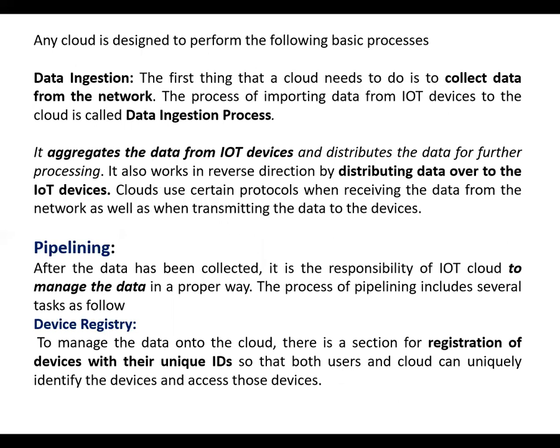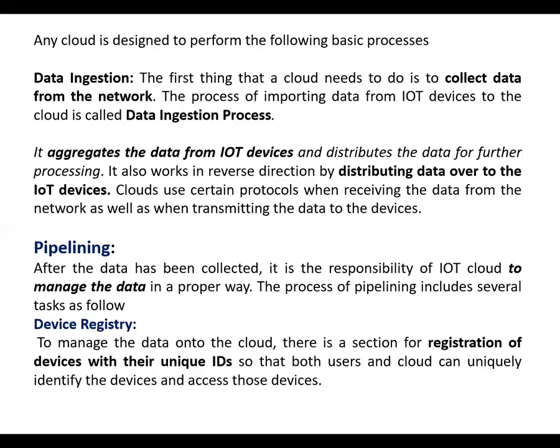Any cloud is designed to perform the following basic processes. Data ingestion. This is the part where data is collected from the network and then put into the cloud. It aggregates the data from IoT devices, collects the data and distributes the data for further processing. It also works in the reverse direction, meaning the data can also flow from the cloud to the edge layer to the devices in the opposite direction.